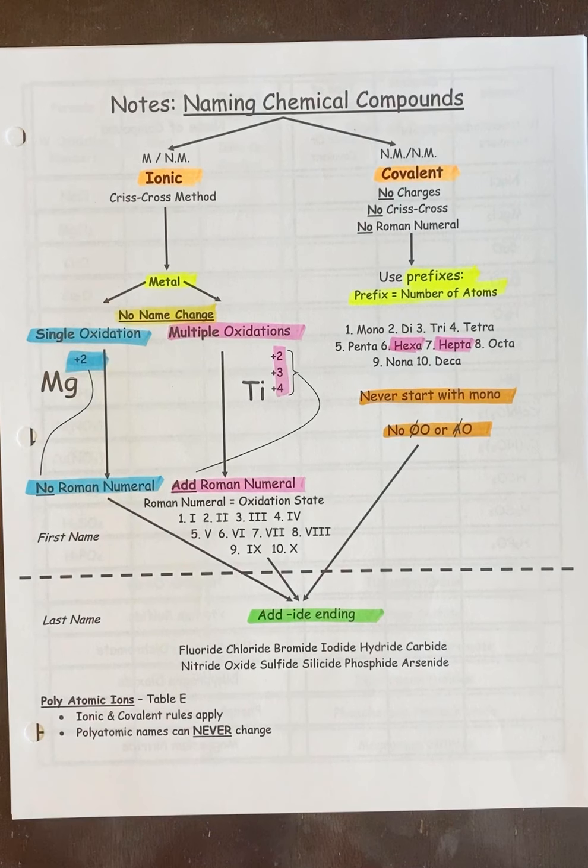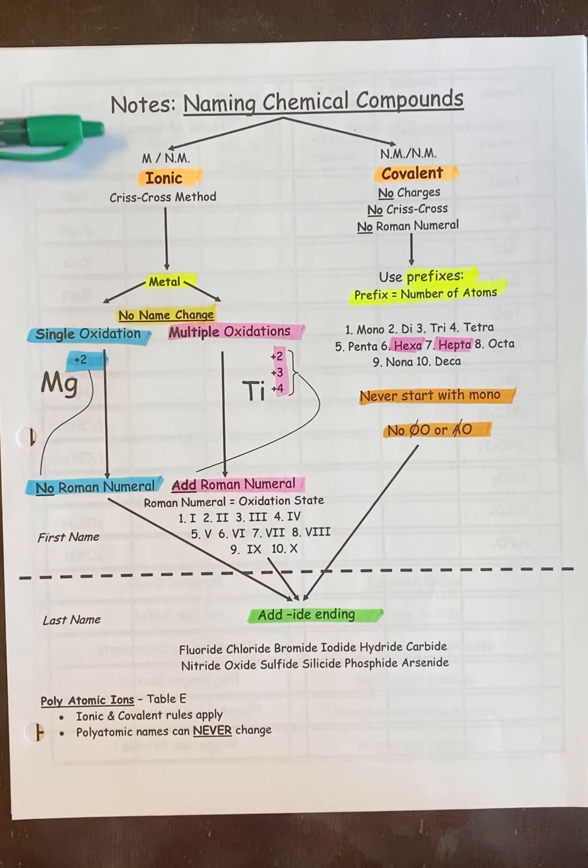Today we're going to be learning how to name chemical compounds. Now there's two types of chemical compounds, eventually three, but two right now that we're going to have to know how to name. Ionic compounds and covalent compounds. Now, the way to tell them apart really quickly, ionic compounds are when a metal and a non-metal bond.